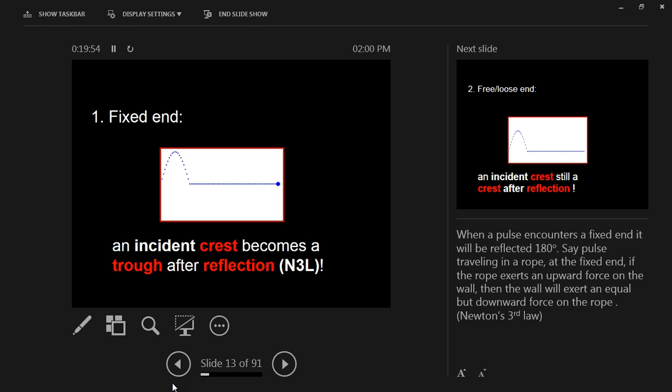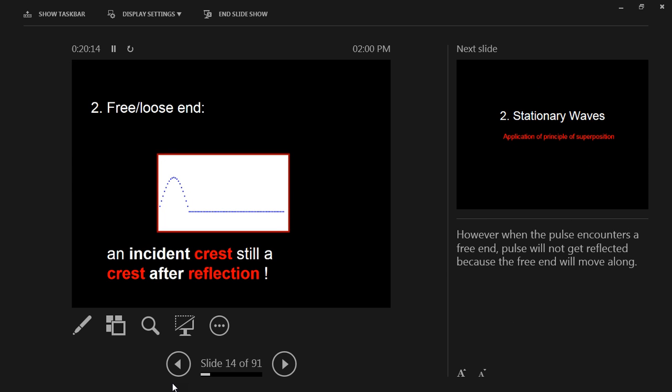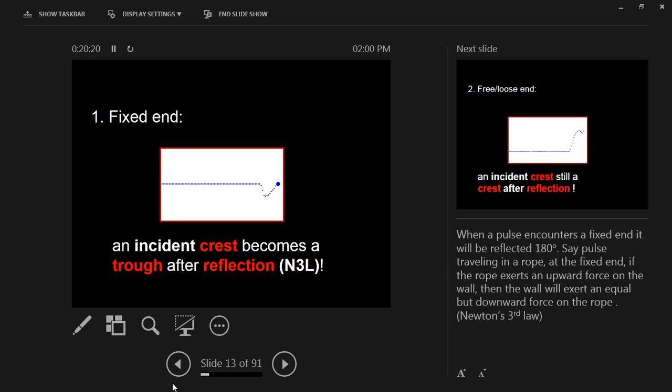Okay, so for reflection of wave, you need to be very careful. There are two types of ends that we are looking at. If the end is a fixed end, for example, you have a string and you tie it to a support, that is a fixed end. So what happens when you have a pulse traveling towards the fixed end? If you have a pulse with a positive displacement, when it goes to the fixed end, there will be 180 degree reflection. So we say that there's a phase change of pi, or 180 degrees.